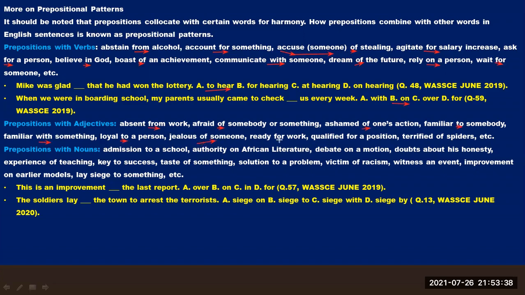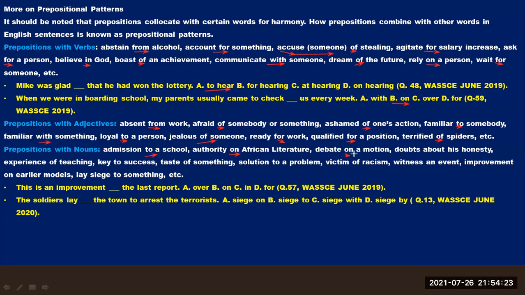Jealous of someone, ready for work, qualified for, you qualified for something, for a position. Terrified of, you are terrified of something. All right, so then we look at prepositions with nouns. For example, admission to a school, you gain admission to a school or to a university. Authority on African literature, you are an authority on something to show that you have a lot of expertise on that.